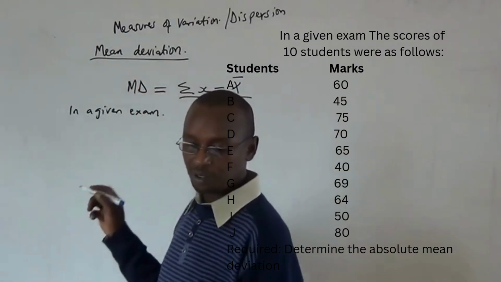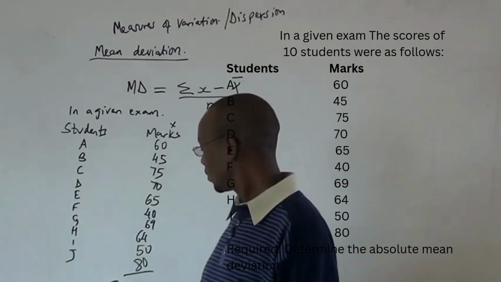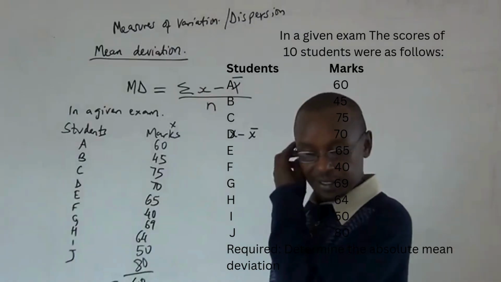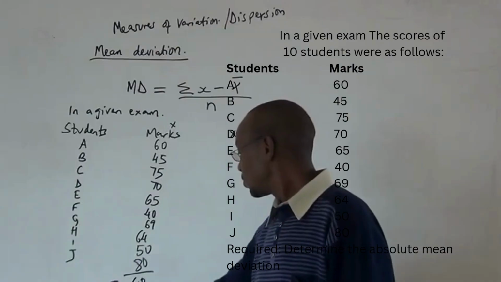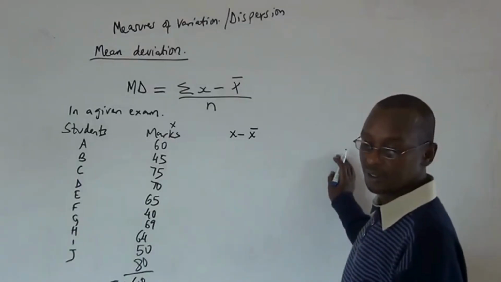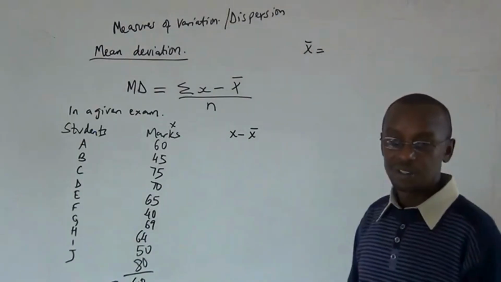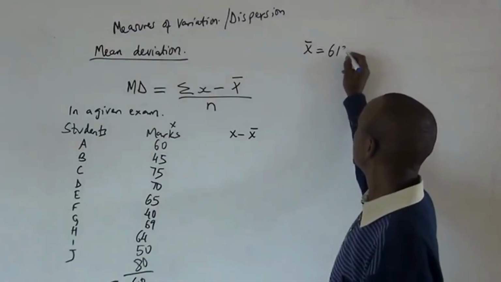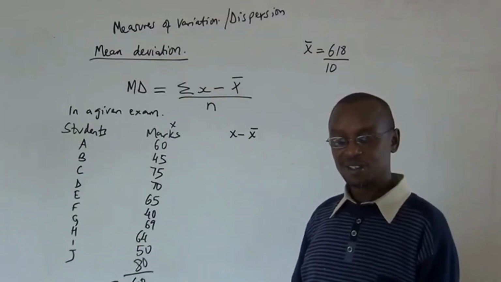The scores for 10 students were as follows. The summation of x is 618. Required: determine the absolute mean deviation. So to get the mean deviation, first of all, get what? X bar. X bar is the mean. It will be 618 divided by 10.